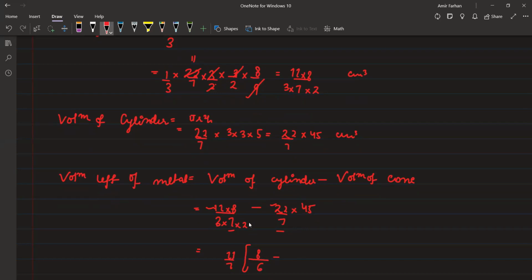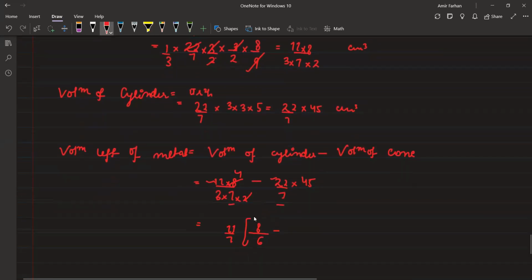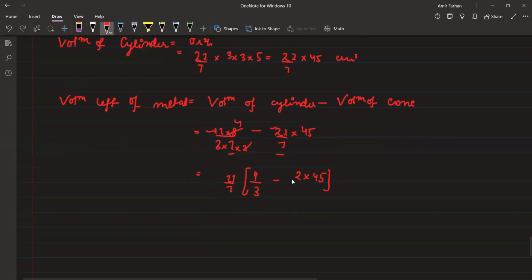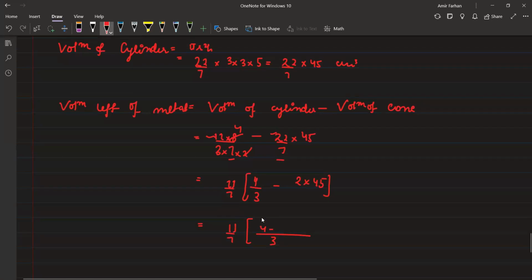Okay, one more thing, we can reduce this further, right? So 4 will be left here, 4 by 3, minus what is left here? 2 into 45 is left. Clear? Yes or no? Because 11 into 2, 22 by 7, that's what we have taken out as a common factor. Okay. So 11 by 7, just take the LCM. It is 3 and it would be 4 minus, just a second. Okay, okay.